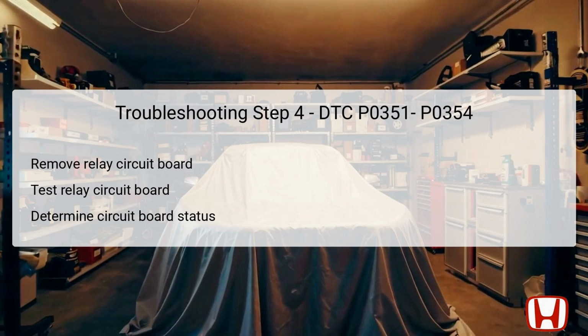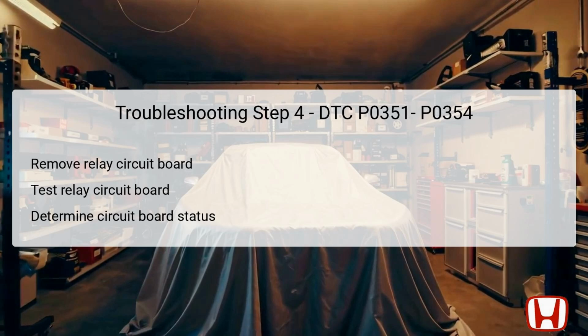During Step 4, you will need to remove the relay circuit board for testing. The relay circuit board plays a vital role by controlling the electrical flow to the ignition coils, and any malfunction can disrupt ignition. Once removed, you should conduct tests to determine the functionality of the relay. If the relay circuit board is verified as operational, it can be ruled out as the source of the DTCs.